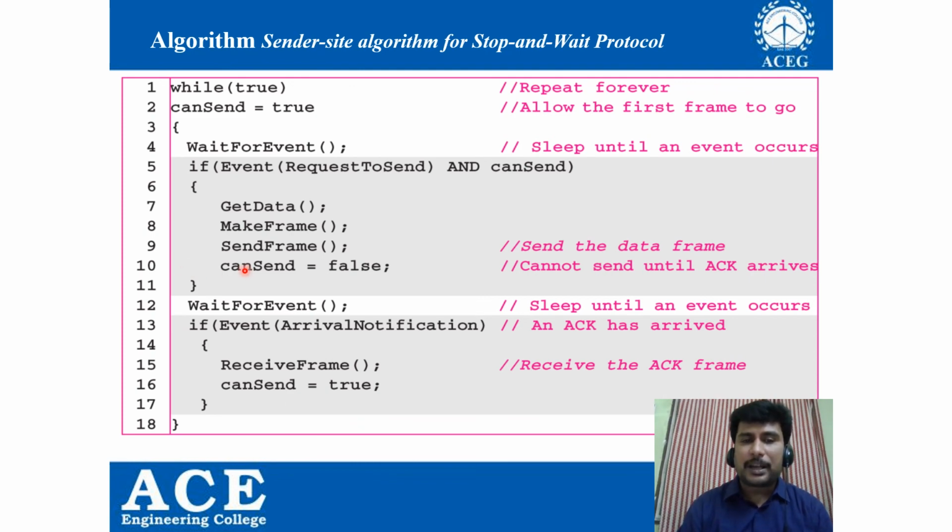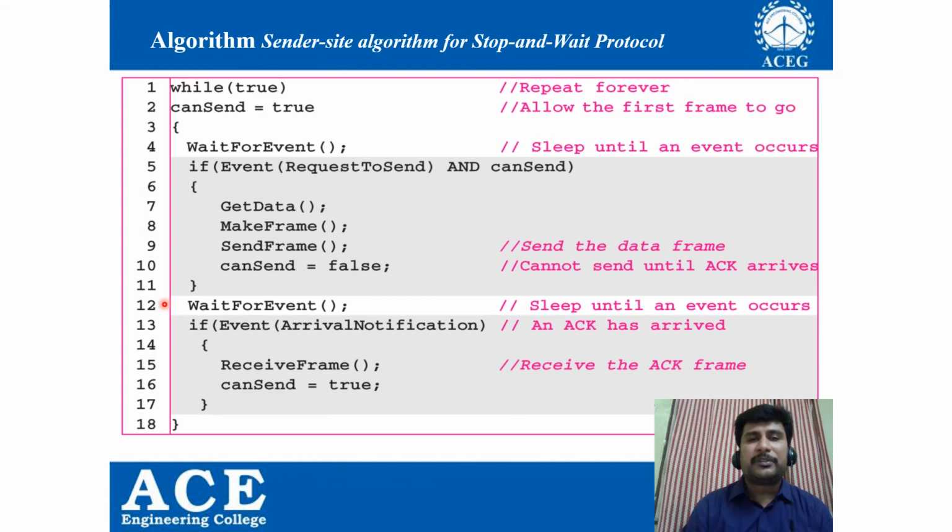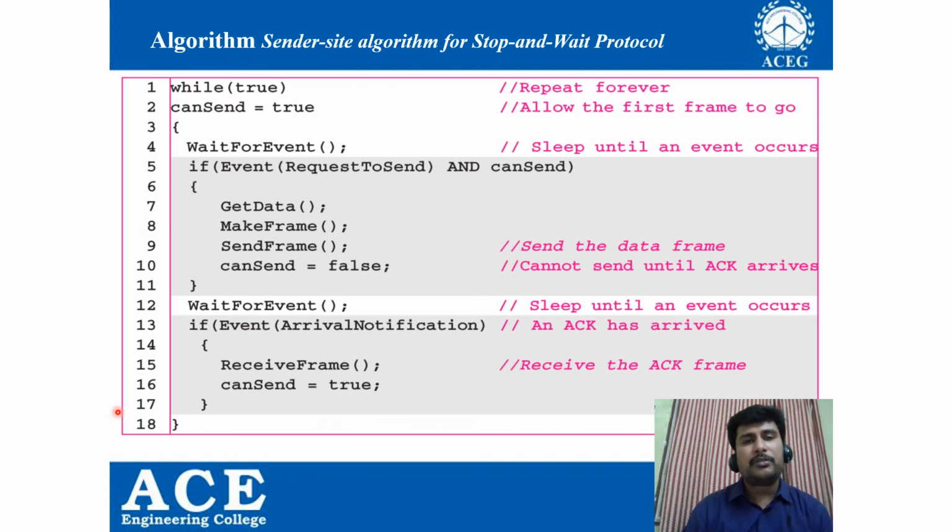Why does this particular thing happen? Because in a stop and wait protocol, the data link layer would only send the next frame when it receives a positive acknowledgement from the receiver. Until that time can send will be in the false state, and now after sending it and making can send equal to false, it is waiting for an event. What is the event here? It is waiting for an event of receiving an acknowledgement from the receiver. Once an acknowledgement is received from the receiver, then it will make the can send condition true again so that it can send the next frame. This is how the algorithm for stop and wait protocol is implemented at the sender.